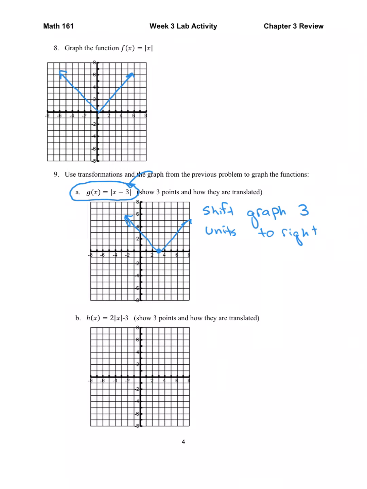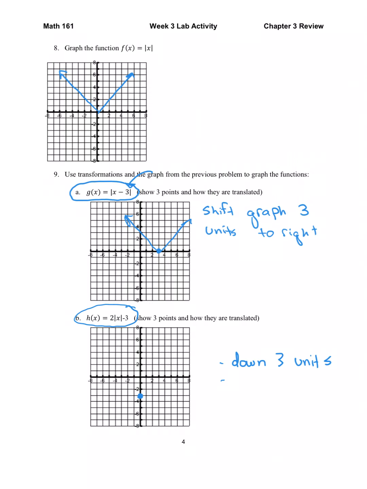If we take a look at letter B here, there are 2 things being done to our graph. Our function is being multiplied by 2, and the entire function has 3 being subtracted from it. Now this minus 3 means our graph will be shifting downward 3 units. So I'm going to go ahead and put the minimum of our graph downward 3 units.